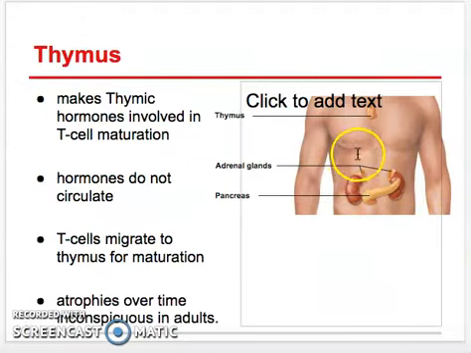Moving down to the thymus is where T cells mature. The thymic hormones are really just involved in T cell maturation, so they don't actually go into circulation. As we get older, the thymus gets smaller and smaller. So as kids are developing their immune system, their thymus goes all the way up into their neck. But as adults, it's just a little mass of material over our heart.